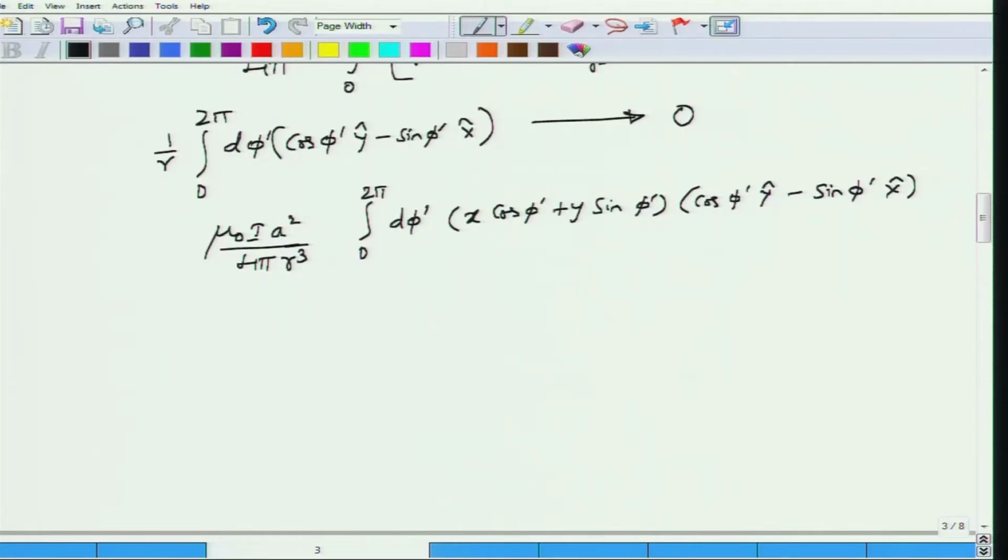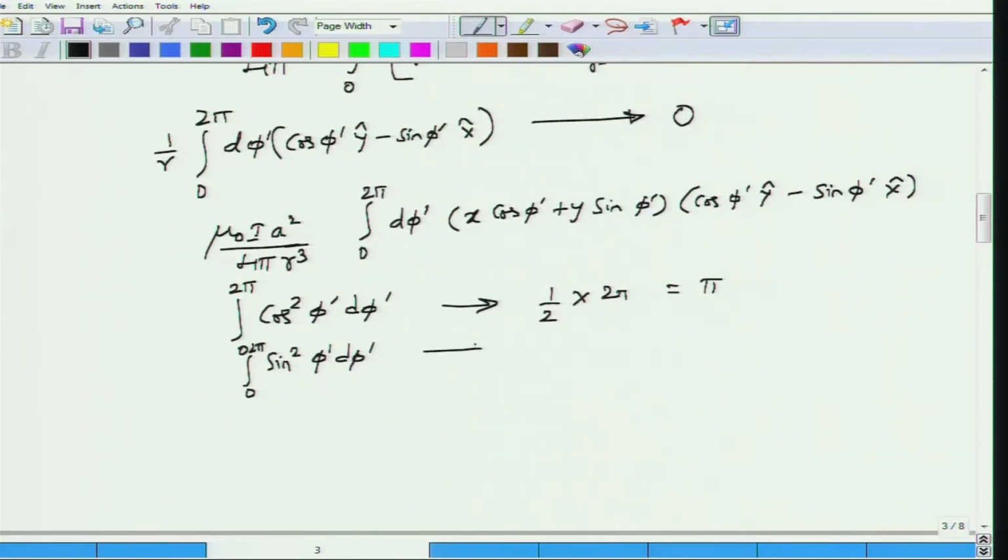Okay. So all I am now left with is integrals of the form cos square phi prime d phi prime, integrated from 0 to 2 pi. This will give me half into 2 pi, which is equal to pi. Similarly, the integration of sin square phi prime d phi prime over the same limits 0 to 2 pi also gives me pi. Okay. So I can now simplify this expression for the vector potential A.